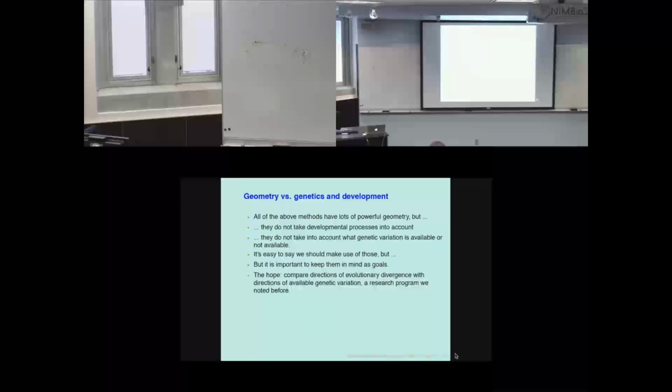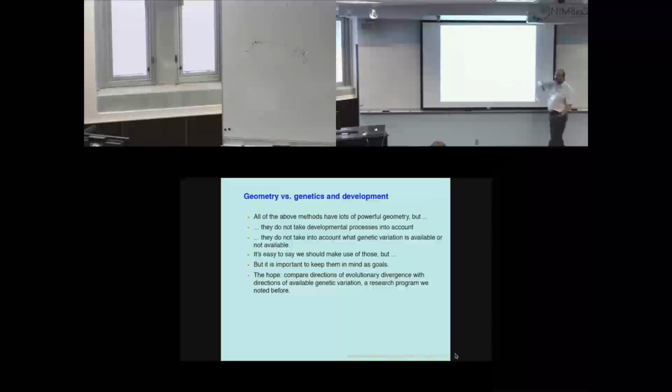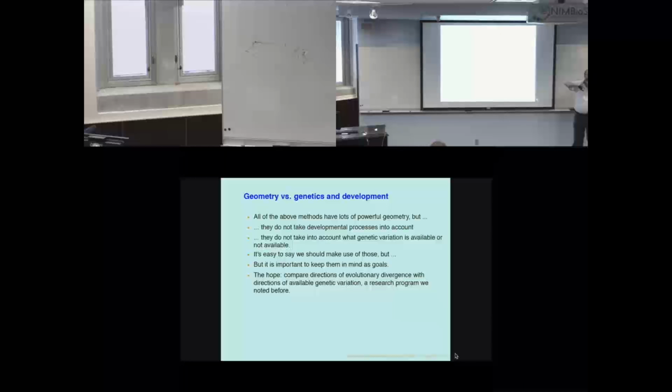Our objective here, as with the other data, is the research program I mentioned earlier, which is comparing the directions of evolutionary divergence with the directions of available genetic variation to back calculate something about selective covariance, where selection is trying to push you.